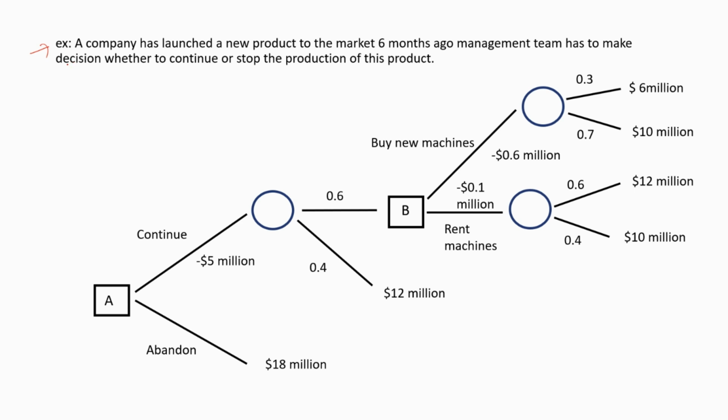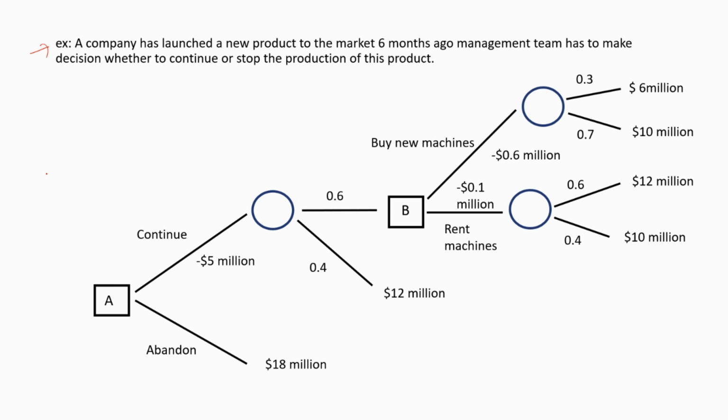A company has launched a new product to the market 6 months ago. The management team has to make a decision whether to continue or stop the production of this product. The decision tree is given here. What is the decision? The decision the management team has to make is whether to continue this product or abandon this product. Now let's read this decision tree first.